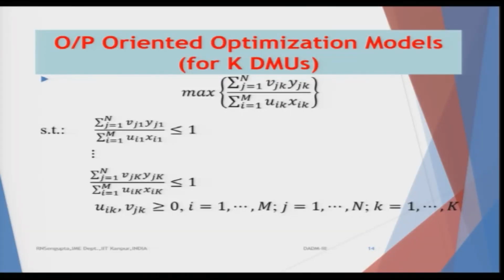Now, if I am trying to maximize the efficiency of any arbitrary kth one, k can be 1, 2, 3, 4 till the capital K, this is subject to the fact that the ratios of all the rest, 1 to capital K, are all less than equal to 1, which means that any one can increase, but the constraining fact would be none can be more than 1. So, obviously, the maximum value of the efficiency for each of this capital K number of DMUs would be equal to 1, or in the practical sense it will be less than equal to 1.